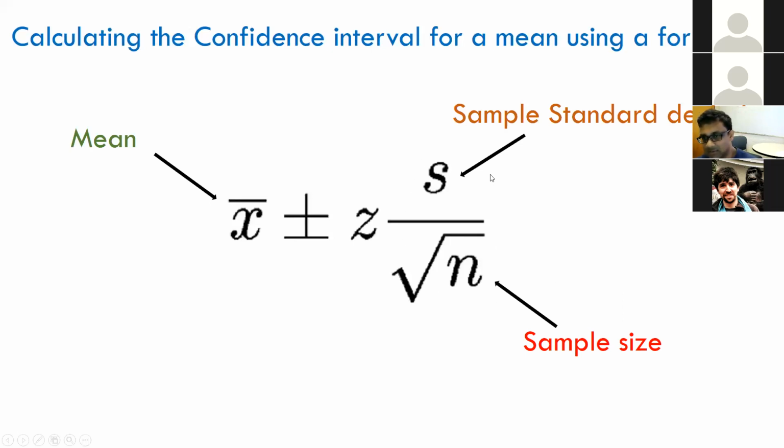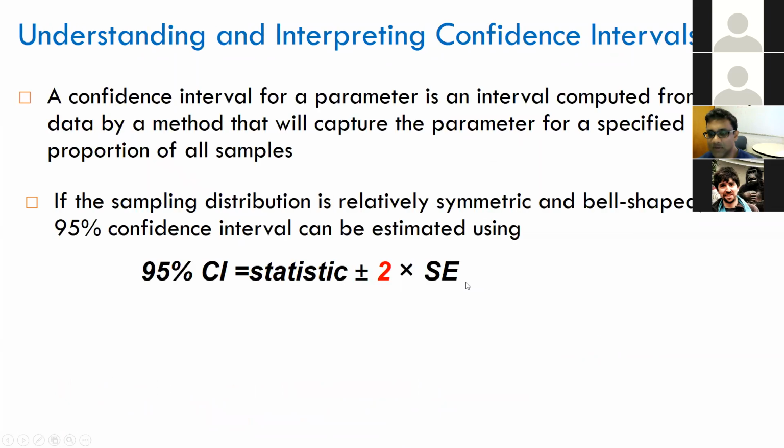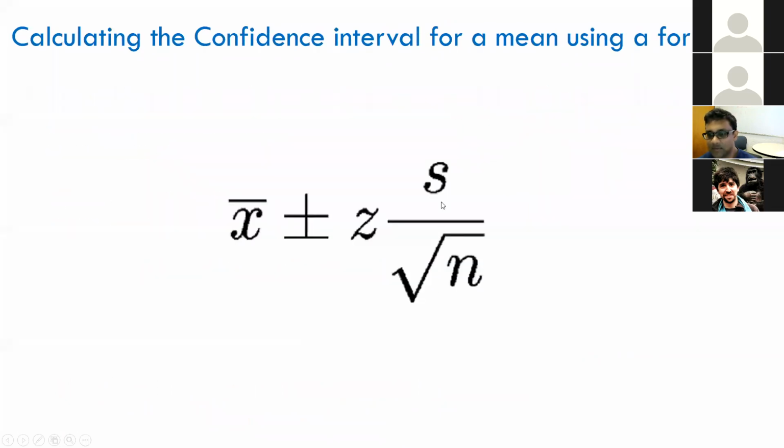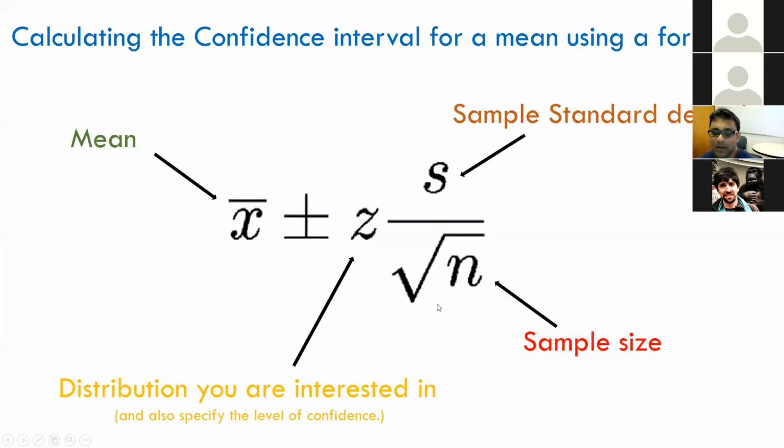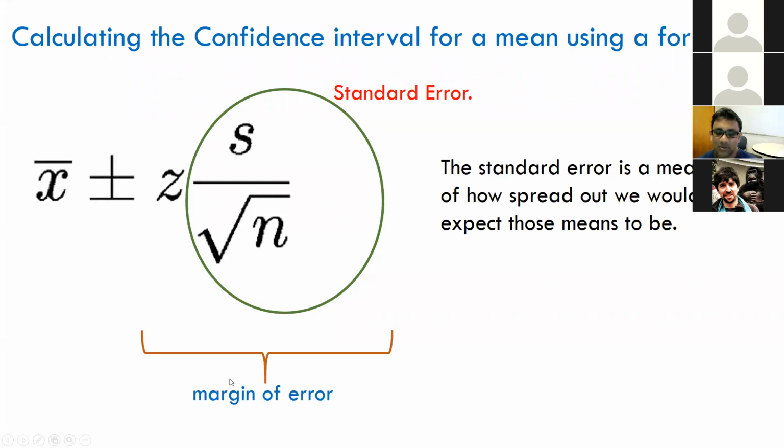So this section, standard deviation divided by square root of n, is called standard error. And there is a symbol here, C, right? This depends on the distribution you are interested in. Sometimes you run a Z distribution or a T distribution, right? So standard deviation divided by square root of n, this whole section is called standard error. If you go back to this one, this is the standard error, which comes from standard deviation divided by square root of n. And this whole section is called the margin of error.